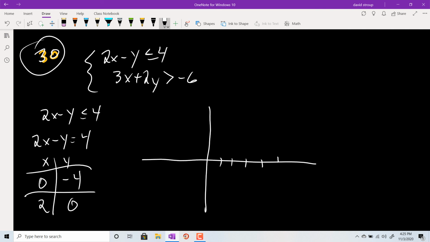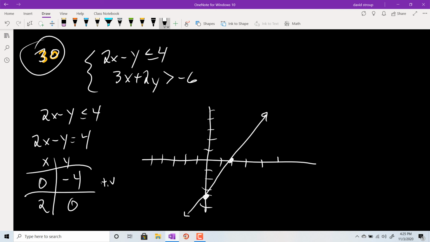2, 3, 4, 5. 1, 2, 3, 4, 5. Hope that's enough tick marks. 2, 3, 4, 5. 3, 4, 5. So 0, negative 4, and then 1, 2, 0. And it has to be solid. Okay. And then we could do a test point or test value.